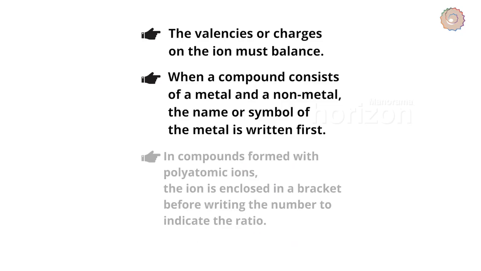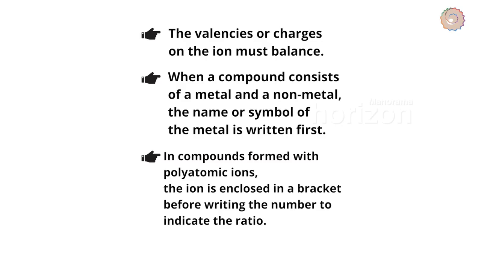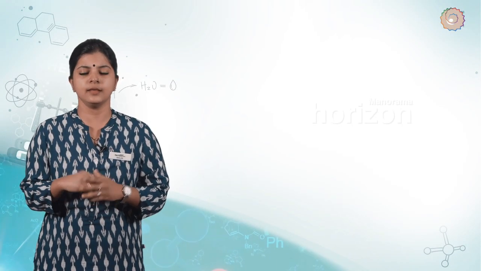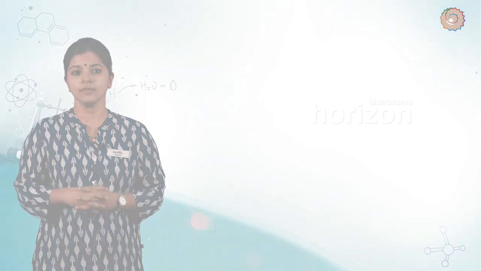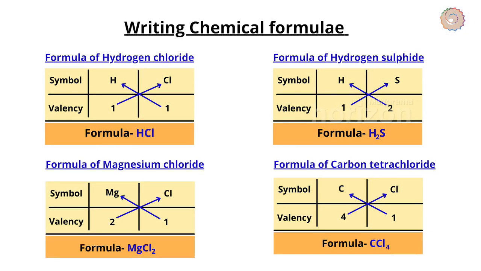In compounds formed with polyatomic ions, the ion is enclosed in a bracket before writing the number to indicate the ratio. In case the number of polyatomic ions is 1, the bracket is not required. For example, NaOH.